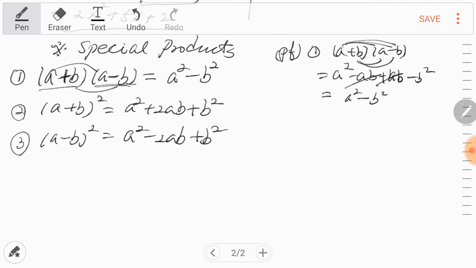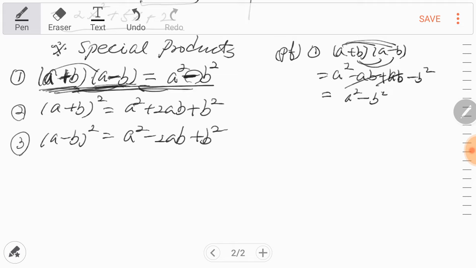So whenever we have a product of two binomials, one is plus, one is minus, and the two terms are the same, a and b, then the result is a squared minus b squared. Or from the right side, if you have a difference, a squared minus b squared, you can write it as a product like this, a plus b times a minus b. So this is a really useful formula.